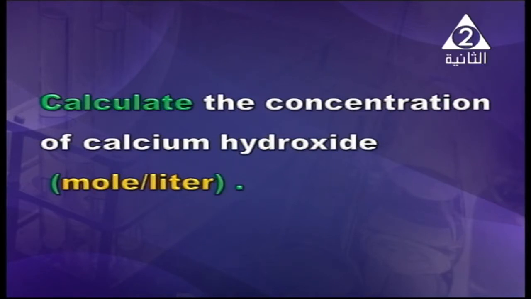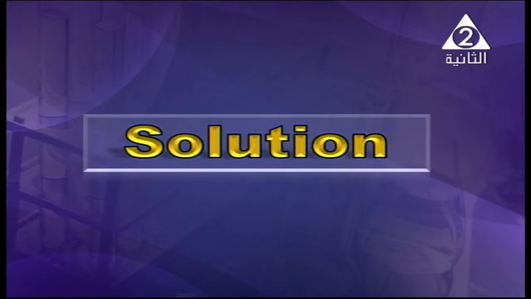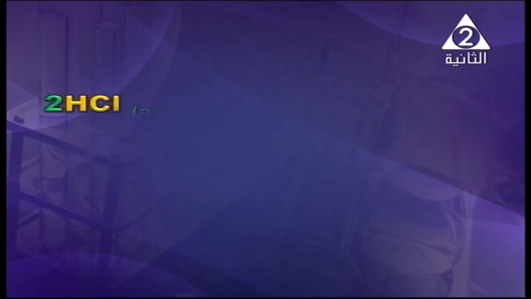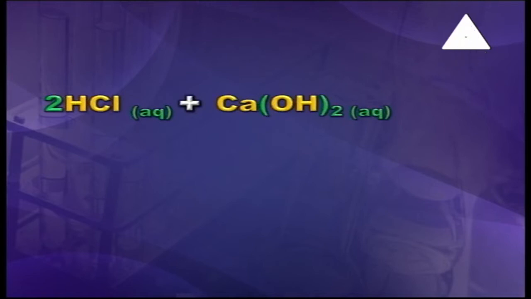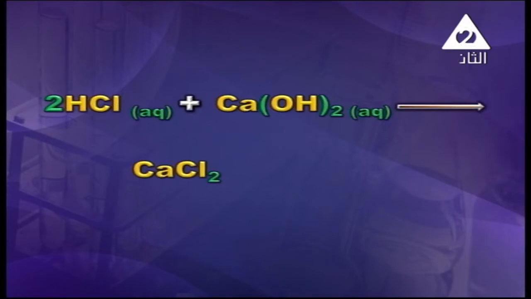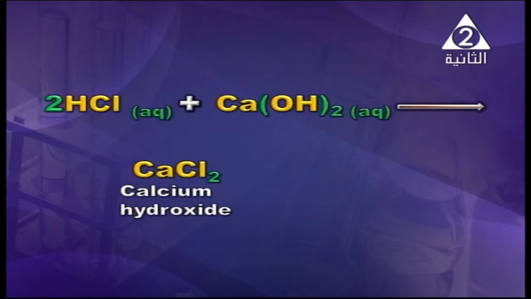It's impossible to answer this problem because I need to write the equation first. So the solution is 2HCl in its aqueous solution plus calcium hydroxide, Ca(OH)2. What do you have now? I have acid and base. When titrated together, it will be CaCl2, calcium chloride. Also, I have water. It means salt and water. My dear, I have 2HCl.